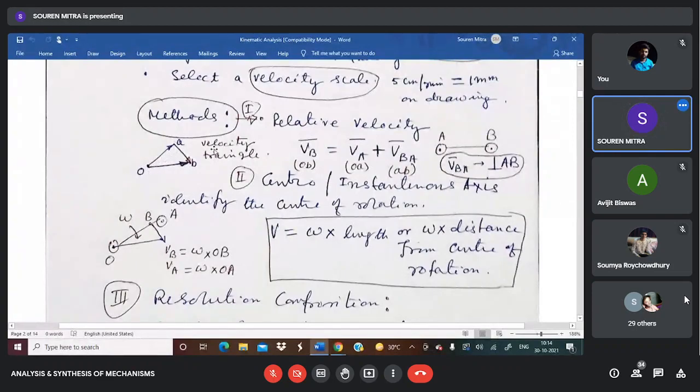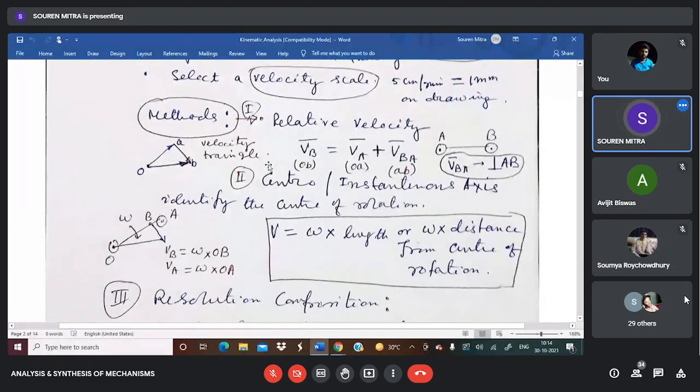So this is called velocity triangle, where absolute velocities are represented by the vector which starts from the pole. OA represents velocity at A, OB represents velocity at B, and AB represents velocity of B with respect to A. So this is a relative velocity, and the relative velocity always connects the absolute velocities. So it is never drawn from the pole. So that's how we identify them.